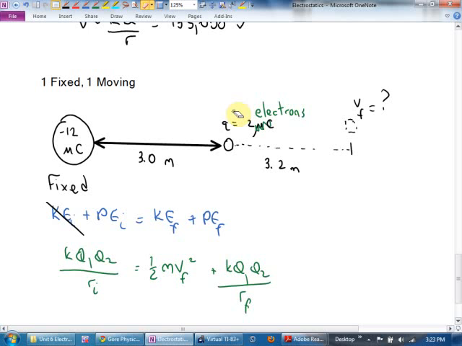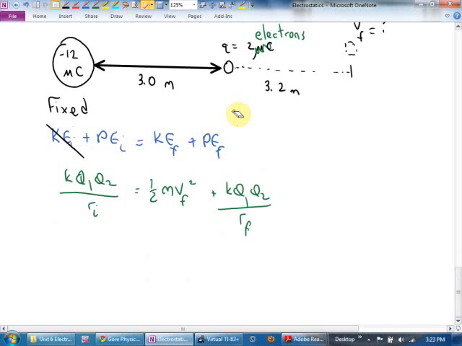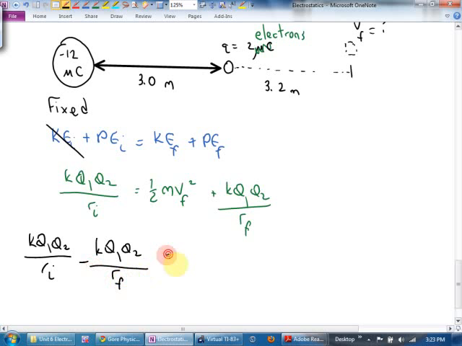I would move this guy over to here. So I'm going to have K, Q1, Q2, all over R initial, minus K, Q1, Q2, all over R final. That's going to be a half MV final squared.